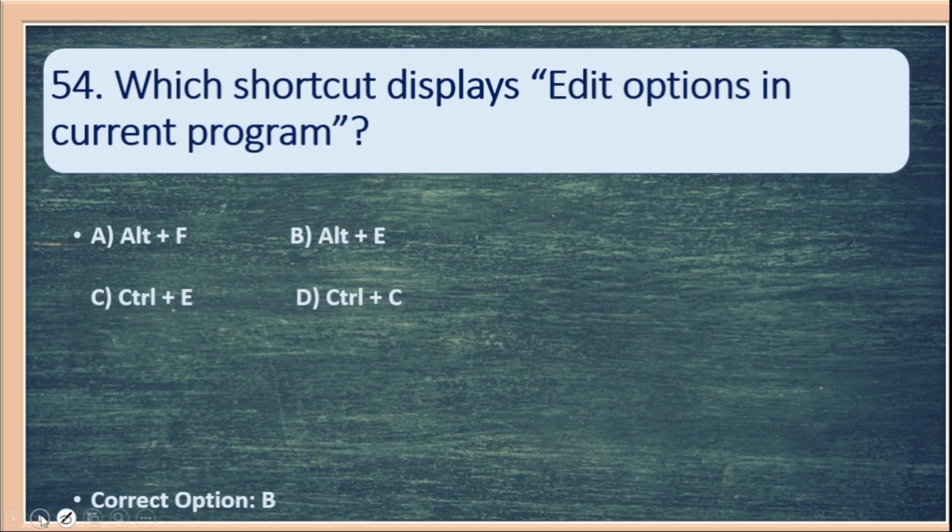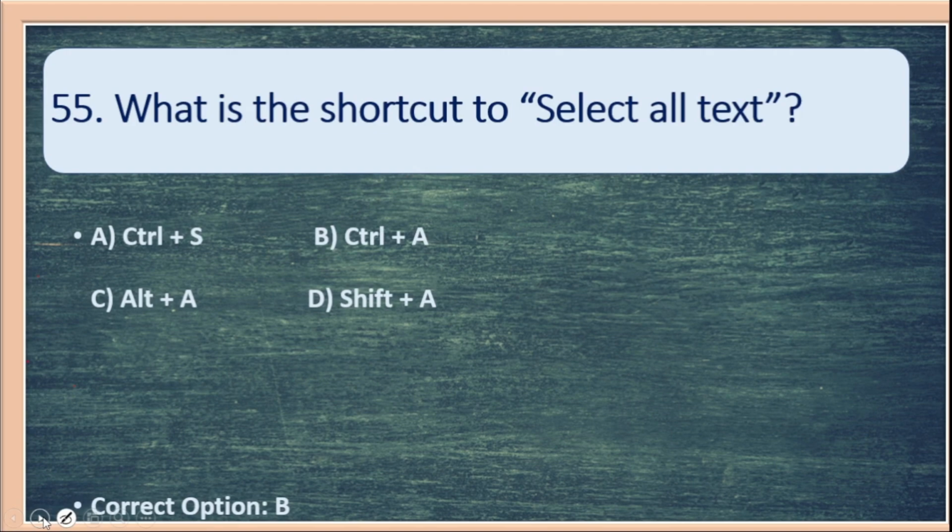Which shortcut key displays the edit option in the current program? Alt plus F, Alt plus E, Control plus E, Control plus C. Answer is B, Alt plus E. Next question. What is the shortcut to select all text? Control S, Control plus A, Alt plus A, Shift plus A. Answer is B, Control plus A.